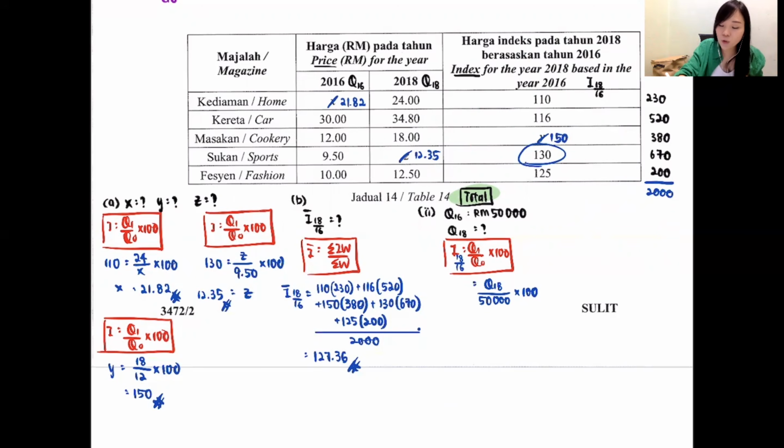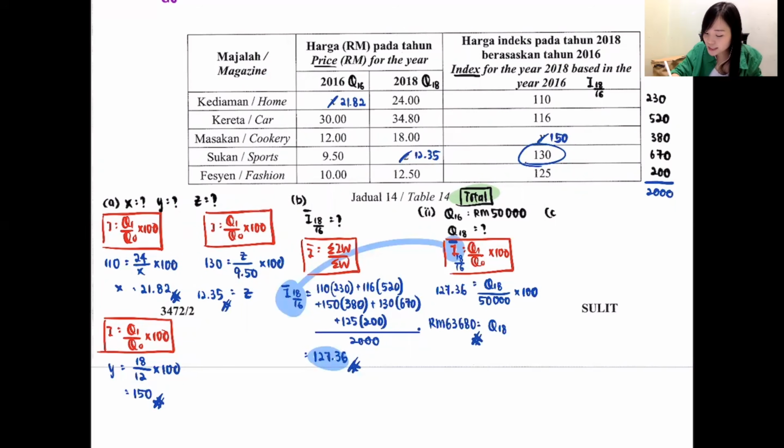Whenever they're talking about overall, then the price index is not I anymore. The individual price index is I. The overall price index, we always call it I dash, I with a bar. So my dear, the I dash is the one we found just now, which is what value? 127.36. Yep, just use that. So 127.36 divided by 100 times 50,000. Do you guys get RM 63,680? Hopefully you guys understand.